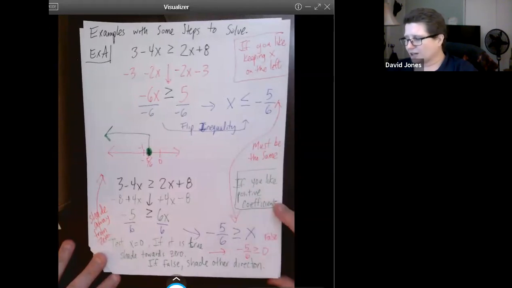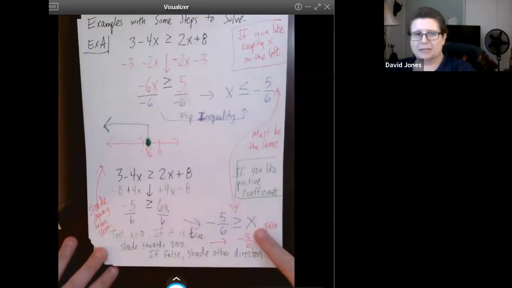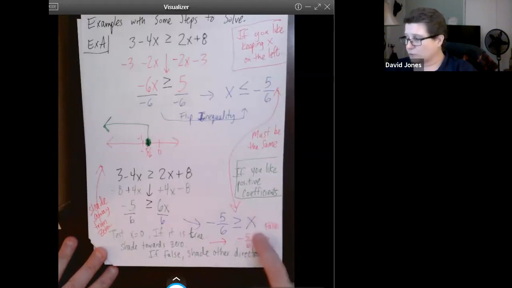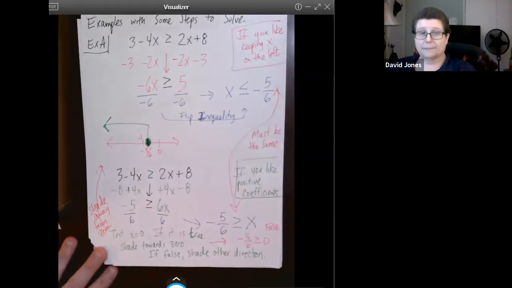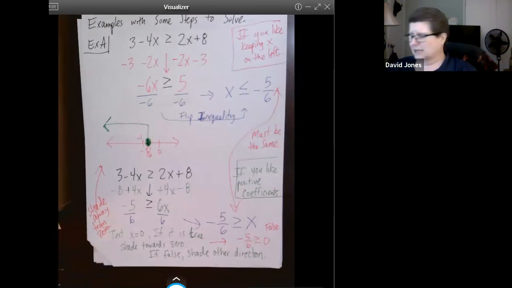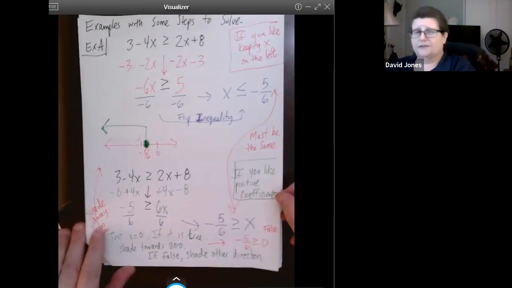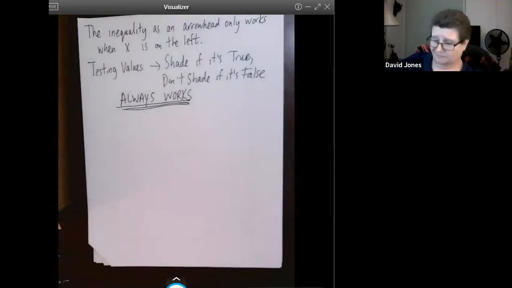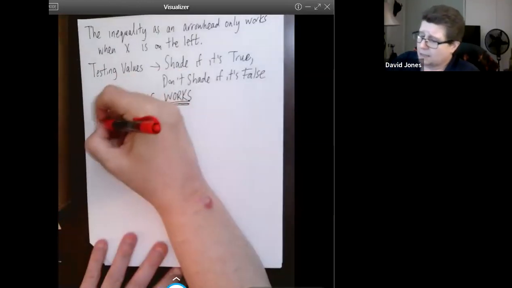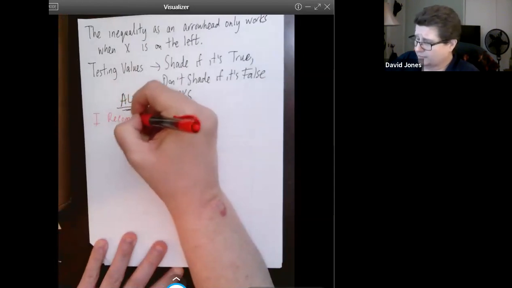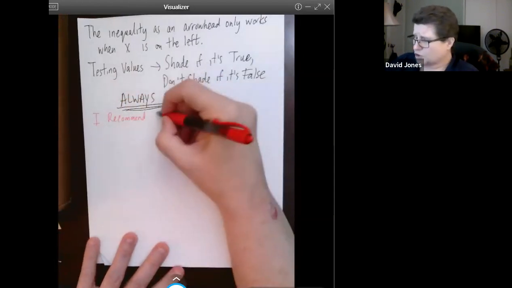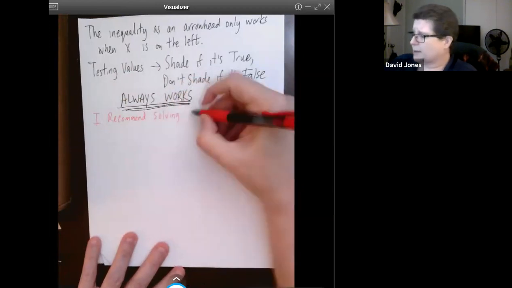By moving it so the coefficient stays positive, I don't have the problem of dividing by a negative number. The sign stays the same all the time. And then I can just rewrite it at the end. I've got negative 5/6 is less than or equal to x. I can always rewrite that by flipping the sign. Okay? I recommend keeping the coefficient positive. So I recommend keeping the coefficient positive, or solving such that the coefficient is positive.